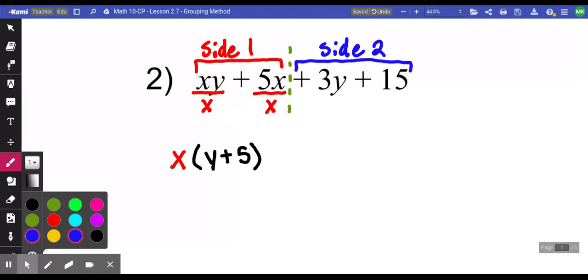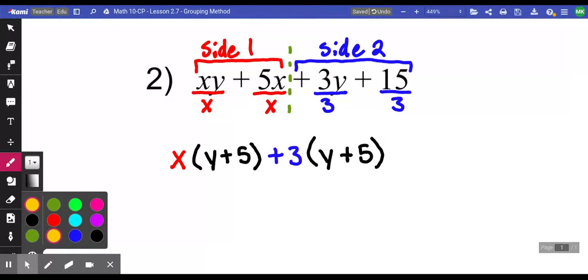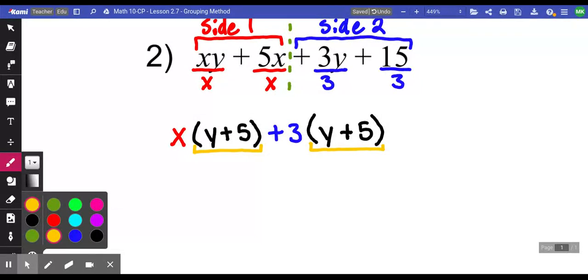On my blue side, I could take a 3 out of both terms. And it's a positive 3 I took out, so plus 3. Leaving me with y plus 5. If you did grouping method properly, you'll notice after step 2 that you have 2 binomials that are the same. You have 2 things in brackets that are identical. You're actually going to take those away to turn it into the first binomial that you're multiplying together.